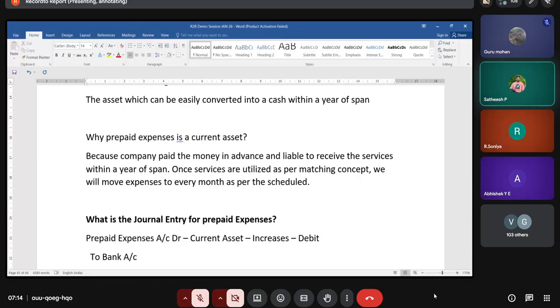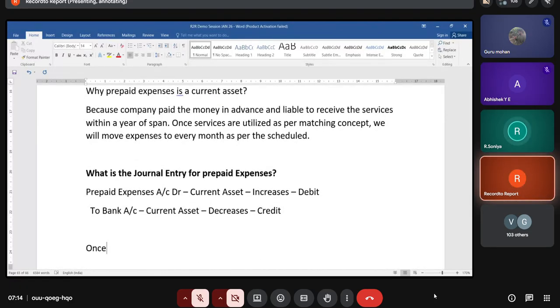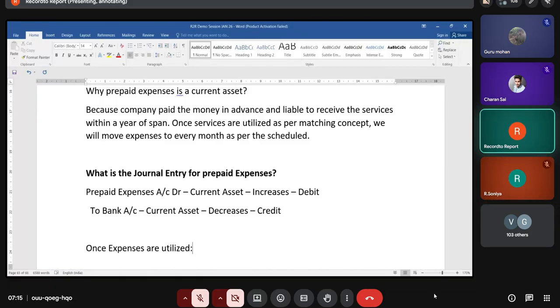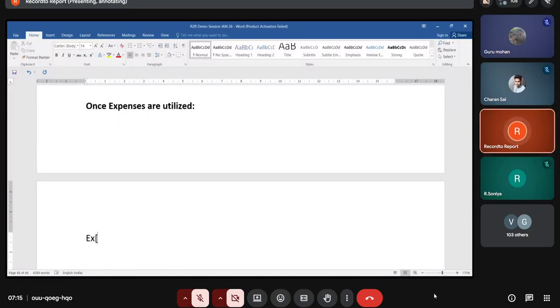Bank is also a current asset. So if the money is going out of the bank, we need to debit or credit? Decrease, so credit. Now once expenses are utilized, the transaction will be expenses account debit to prepaid expenses.